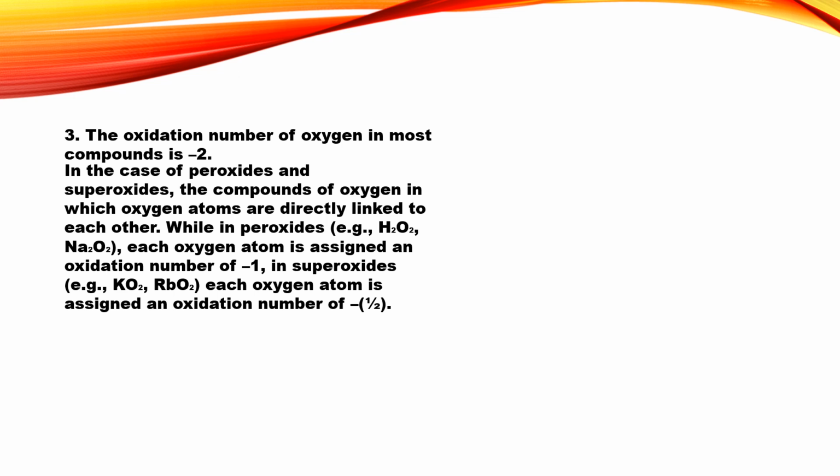But in superoxides, for example KO2, RbO2, where two oxygens are there, each oxygen atom is assigned an oxidation number of minus half. So one oxygen is minus half, and the other one is minus half, it will become minus 1.